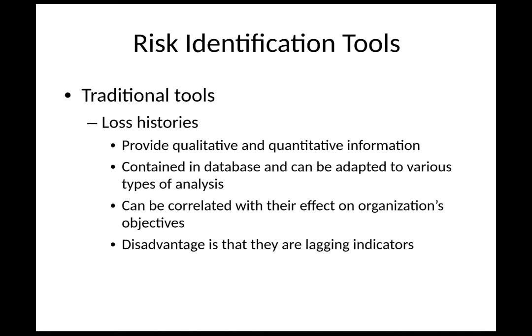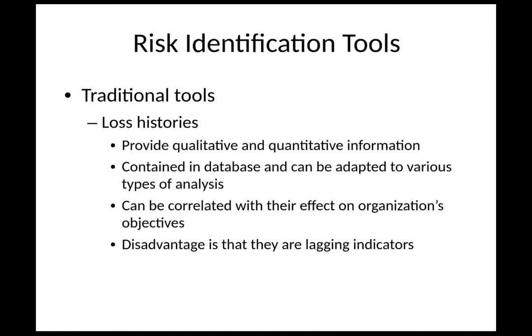And what a loss history does, it can provide qualitative as well as quantitative information, right? It's going to tell you how many types of claims are occurring, how often, the frequency, the severity of those types of claims. Contained in databases that can be adapted to various types of analysis, right? The idea of a loss run, if you're getting that Excel sheet or a spreadsheet, you can do pivot tables and all that kind of stuff. That's what it's talking about there.